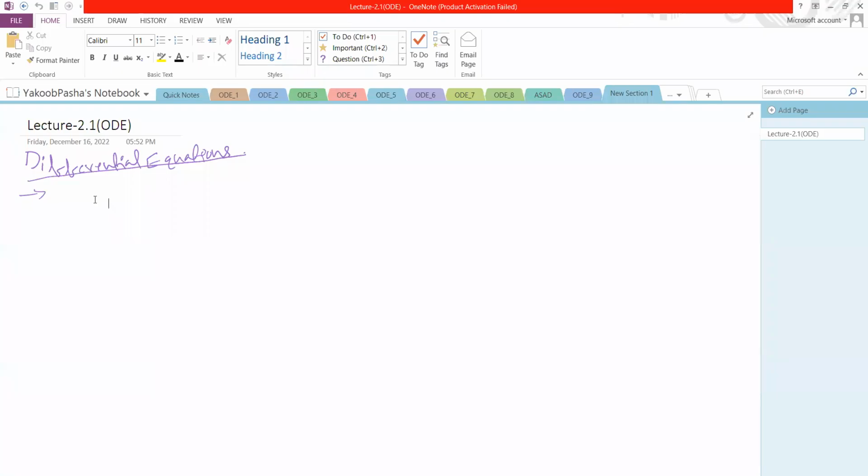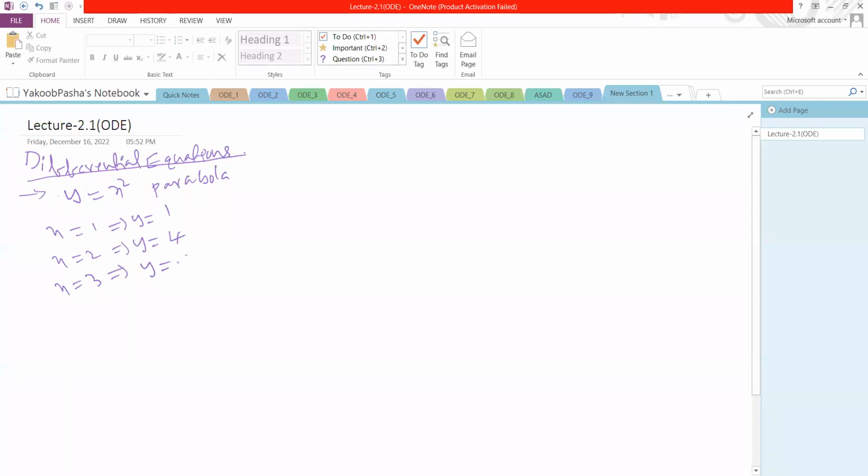We will start the differential equations topic. From the beginning, we will see one equation. I am taking y is equal to x square. It is an equation of a parabola. If we take x is equal to 1, we'll get y is equal to 1. If we take x is equal to 2, we'll get y is equal to 4. If we take x is equal to 3, then y is equal to 9.